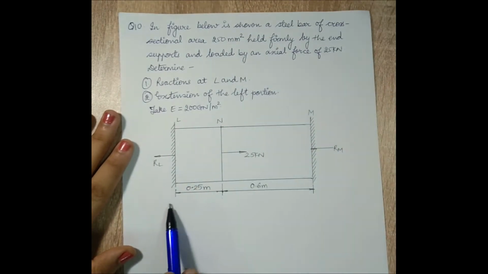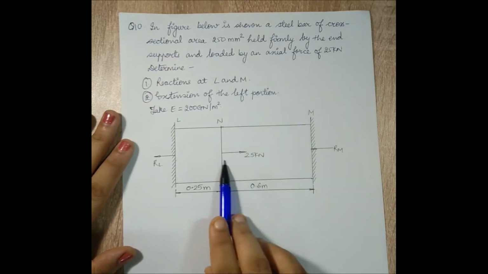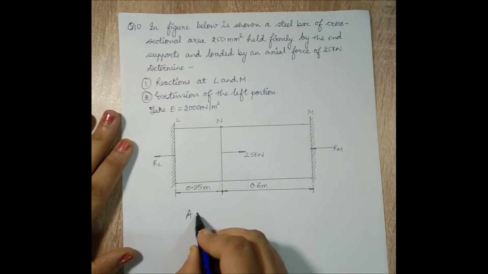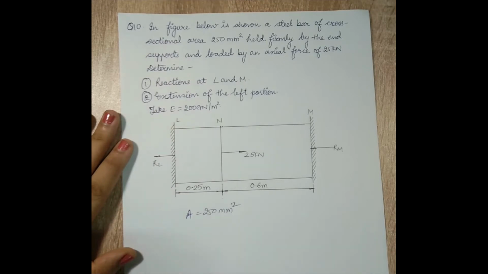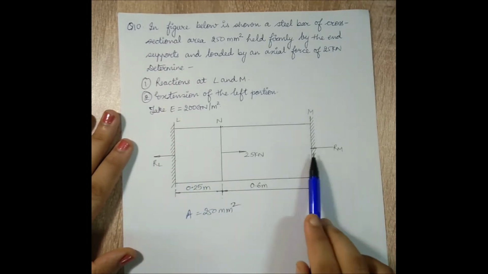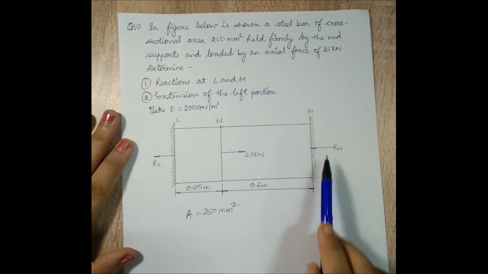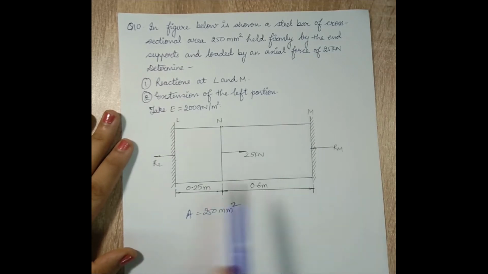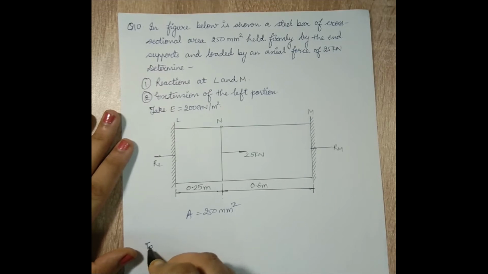Here you can observe L-N-M is the bar. At the junction N there is a loading of 25 kN. The area is given to me as 250 mm square. L and M are two fixed ends. If I remove the fixed ends, there will be two reactions which are shown as RL and RM. The direction has been given to me. I have to determine the reaction at L and M, which means I have to find RL and RM.